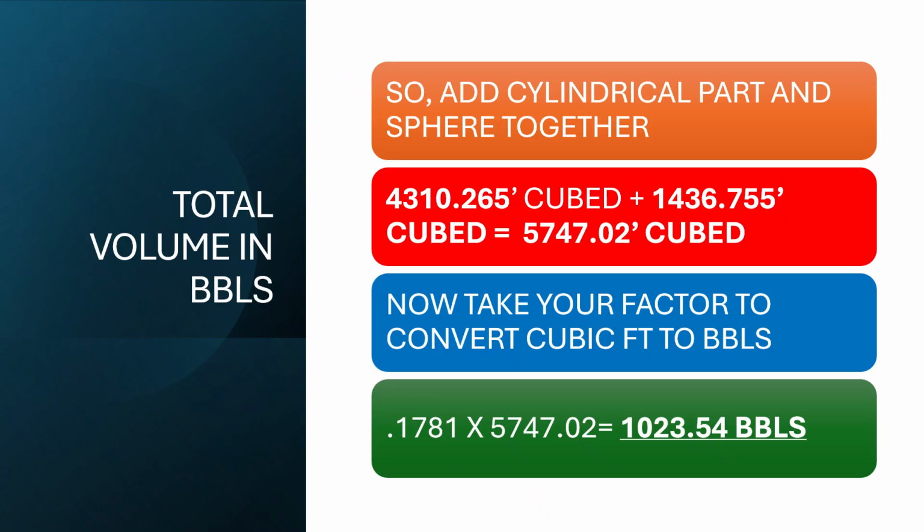Now all you have to do is take the volume of your cylinder and the volume of your sphere and add them together. Mind you, this is going to be in cubic feet, so you'll take 4,310.265 cubic feet plus 1,436.755 cubic feet, and you will get 5,747.02 feet cubed. Now this is where we go back to your factor.